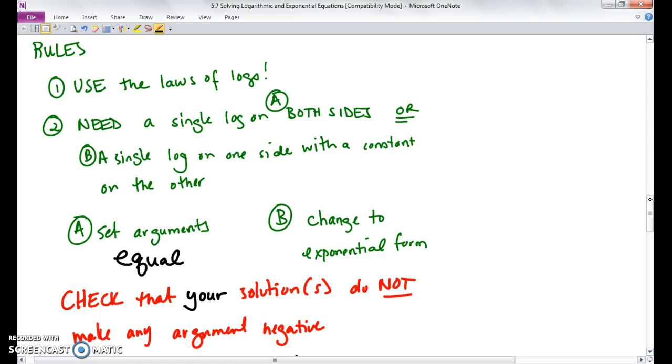If you have single logs on both sides, I'm calling that type A. And if you have one log on one side and a constant on the other, I'm calling that type B. And if you have type A, if you've got log equals log, you set your arguments equal. If you have type B, log equals constant, then you change to exponential form. Okay? And you're going to get the same equation.